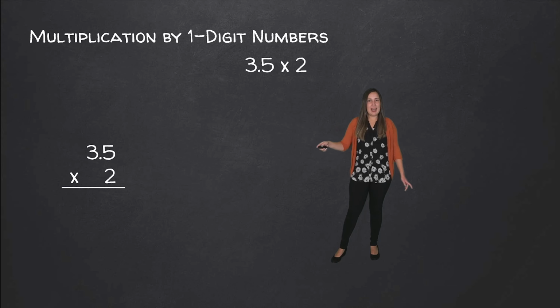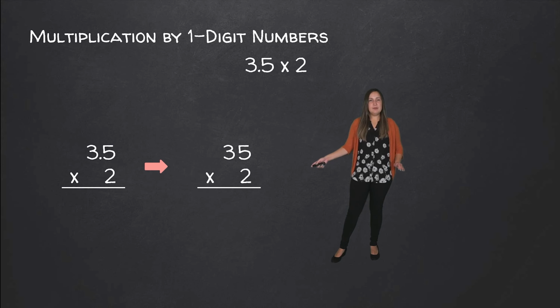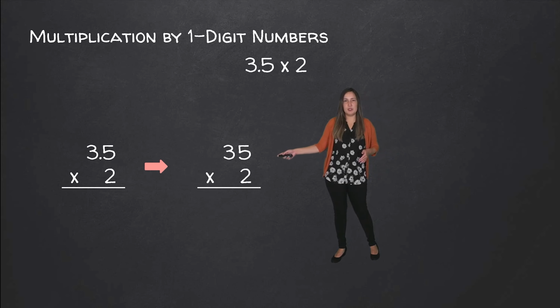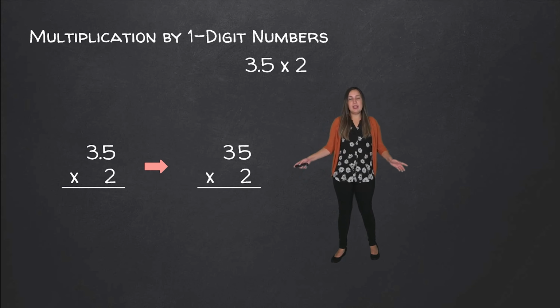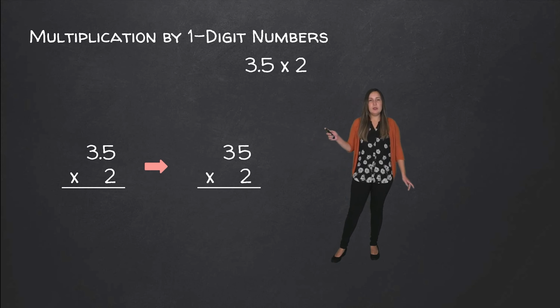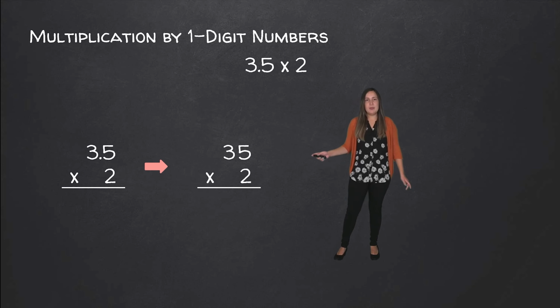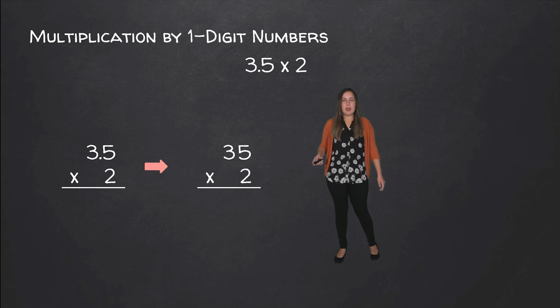Then we're going to take that and rewrite that problem without any decimal points. We'll deal with the decimal points at the very end. Here, if we write 3 5/10 times 2 without decimals, we're actually multiplying 35 times 2. This won't give us the exact value, but then at the end we'll work with the decimal to figure out what that is. So let's just multiply normally.